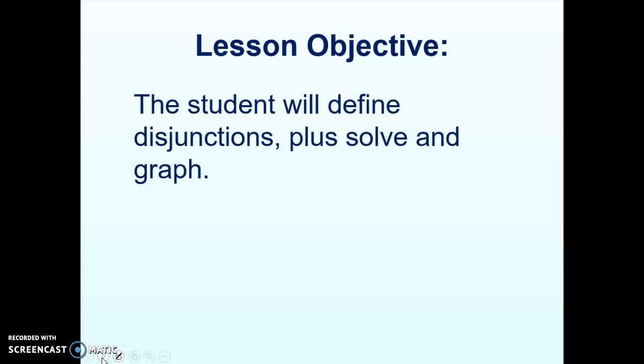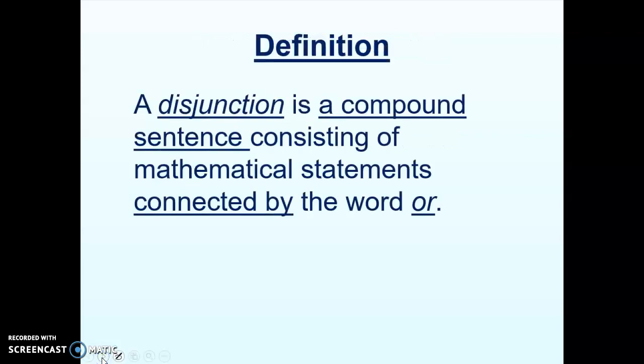Our objective for today is that you, the student, will define disjunctions plus solve and graph them. So let's start by defining disjunctions. A disjunction is a compound sentence consisting of mathematical statements connected by the word or.